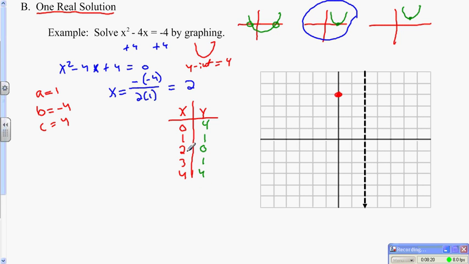Again, how am I getting this? I'm going to check this one just to show you how I did that. We'll plug in a 2. I'm just plugging a 2 in for x. We're going to see what we get. We get 4 minus 8 plus 4, and that's going to be 0. So if we plot these points, 1 is 1, 2 is 0, 3 is 1, and 4 is 4. So you can see the symmetry.